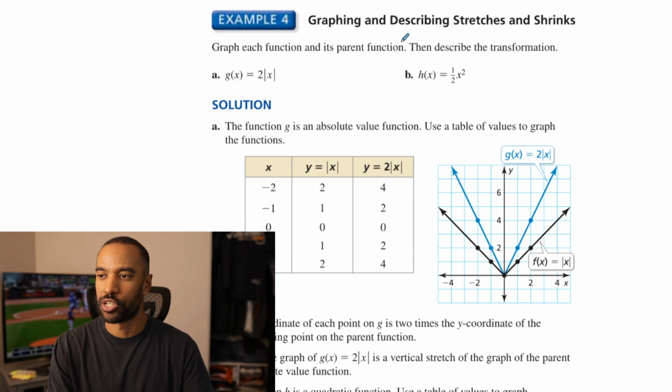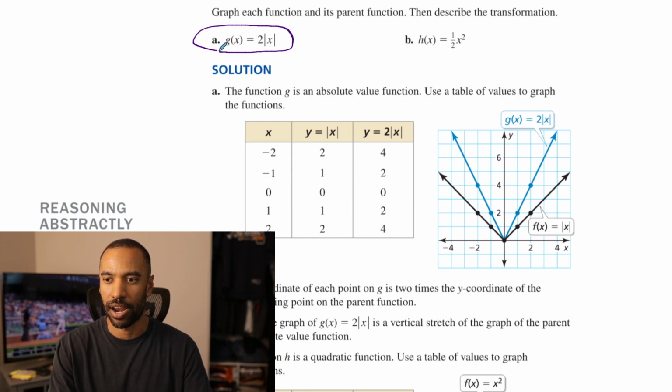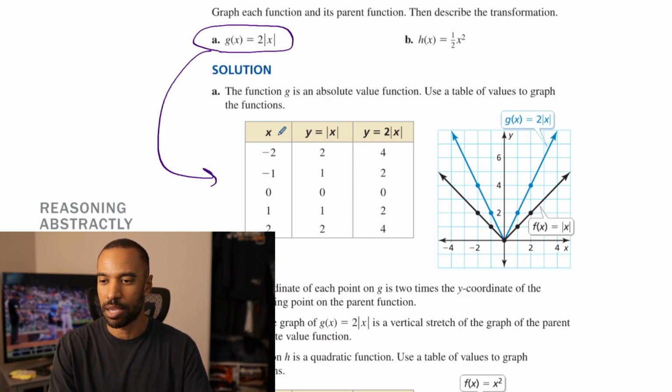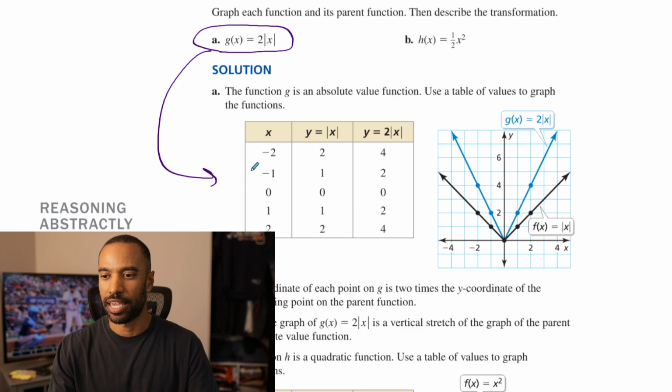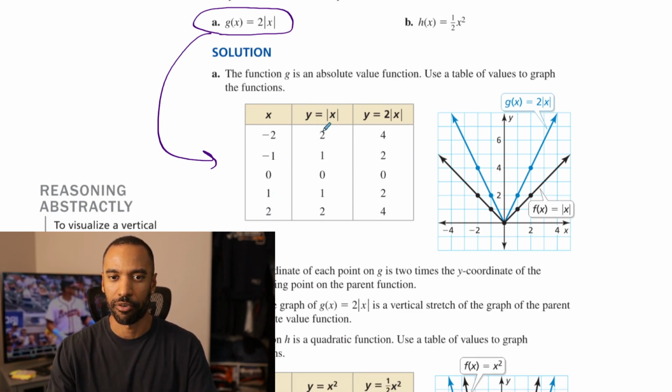Graphing and describing stretches and shrinks. Let's graph each function and its parent function, then describe the transformation. Once again, so for this one, part A, that's right here. Once again, they use a table. They're plugging in -2 to 2 right here on x, and they get these values out for y.